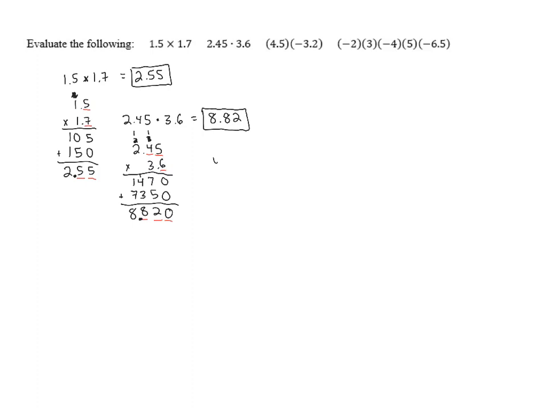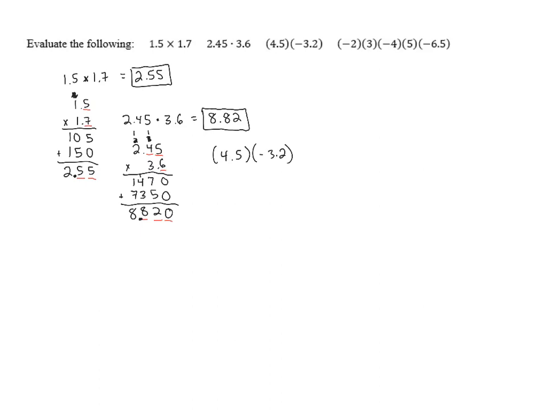All right, moving on to the next one, we've got 4.5 times negative 3.2. This is our first one with negatives, so we have to go back to our rules of multiplying with negative numbers.